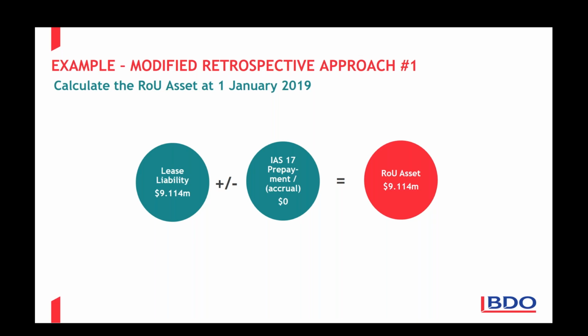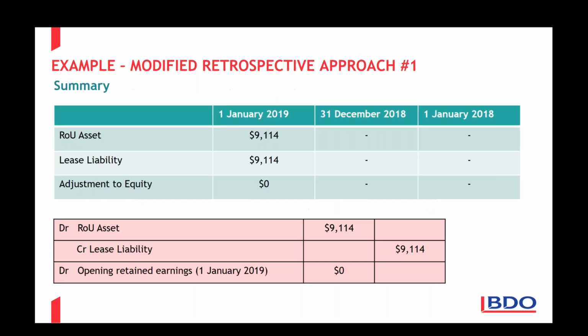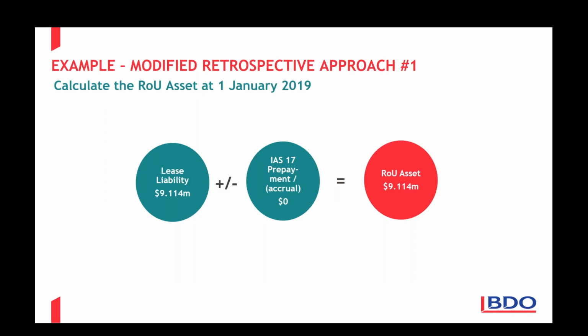Now, the beauty is in the next slide. Can you see that your journal entry is debit right of use asset 9114, credit lease liability 9114, and there's no impact on retained earnings at the date of initial application? So I'll give you another example. You would say, Aletta, that's because there's no accrual. So let's look at a situation where there was an accrual of $1 million.